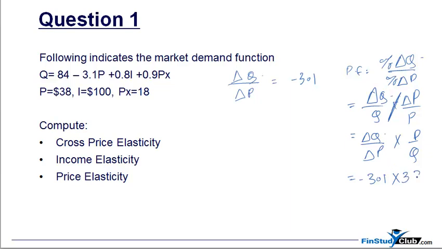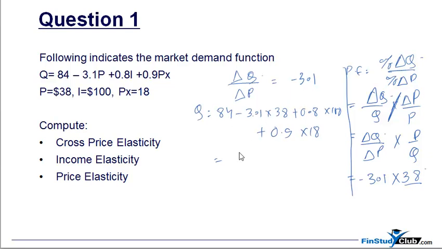What is P? P currently is 38. Q currently we need to find out. So let's get Q. Q is equal to 84 minus 3.1 into 38, just substituting, plus 0.8 I, which is 100, plus 0.9 Px, which is 18. So this would be 62.4. So instead of Q, I substitute 62.4. This would give me the price elasticity, and this turns out to be minus 1.9. So price elasticity is going to be minus 1.9, and minus is quite a predictable sign, because there exists an inverse relationship between price and quantity demanded.